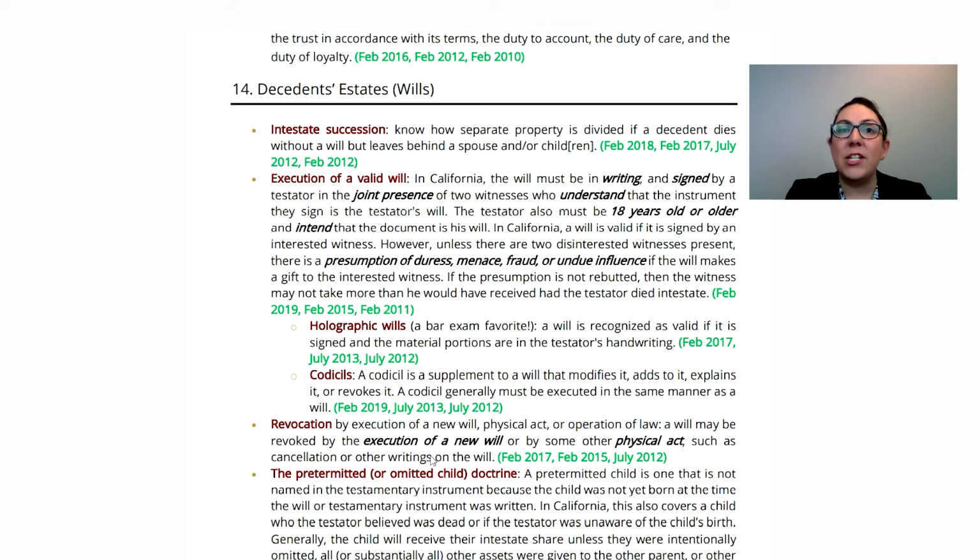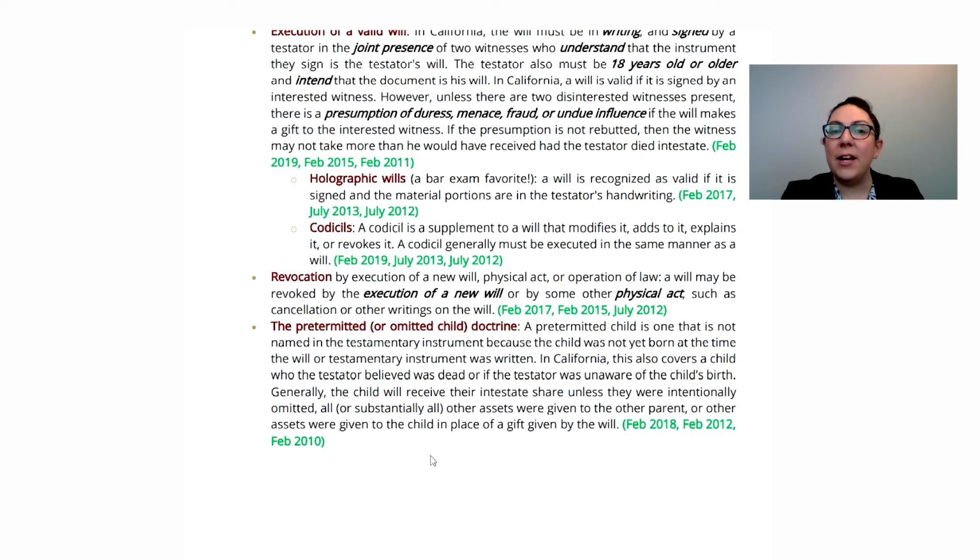They've also tested codicils, which is a modification to a will or a supplement to a will, and so they want to see that you understand that those formalities of a will have to be followed for a codicil as well. They've also tested revocation, how a person revokes or cancels their will, and the pretermitted or omitted child doctrine, which is what happens when a person has a child that was born either before the will was written or they didn't know they had a child and they wrote a will. What does that child take? And they will take despite the fact that they were not included in the will.